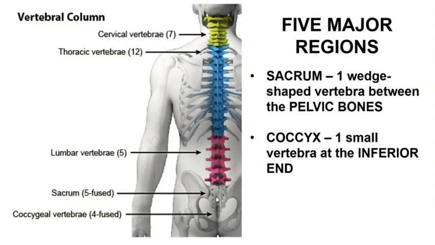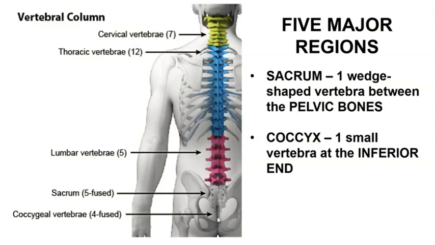Developmentally, the sacrum begins as 5 individual bones, so that's why they have the term 5 fused here in this diagram. In the adult skeleton, which we're going to pay more attention to, these bones have all fused together into a single bone.